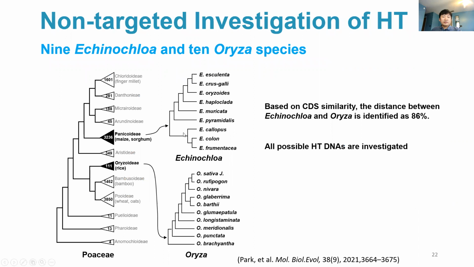This shows the phylogenetic tree of Echinochloa and Oryza species used in the non-targeted horizontal transfer investigation. Both Echinochloa and Oryza belong to Poaceae. The investigation of non-targeted horizontal transfer was performed between 9 previously uncharacterized Echinochloa species and 10 Oryza species that had assembled whole genome sequences.